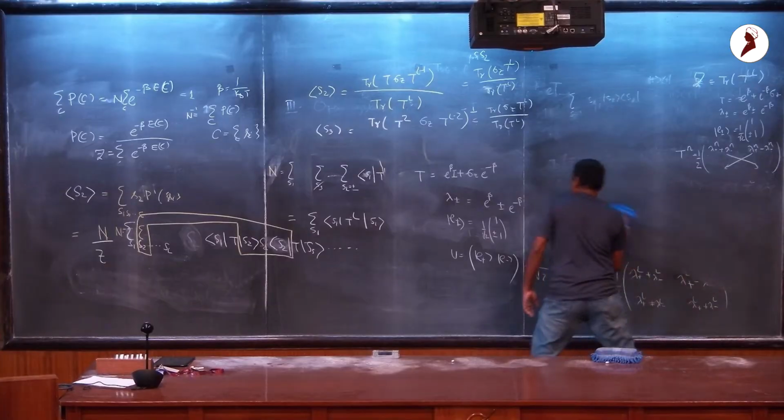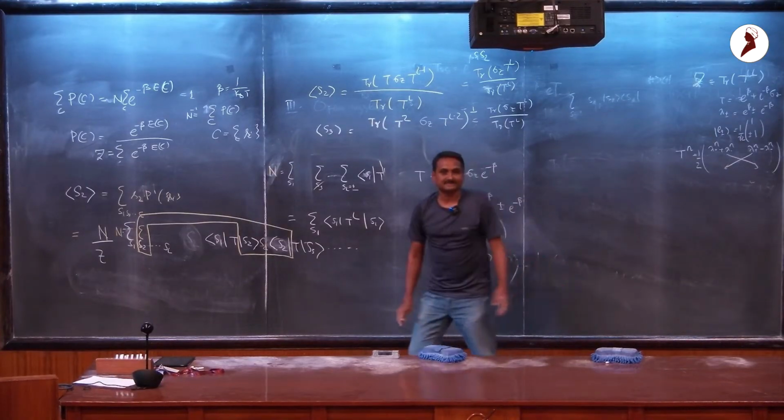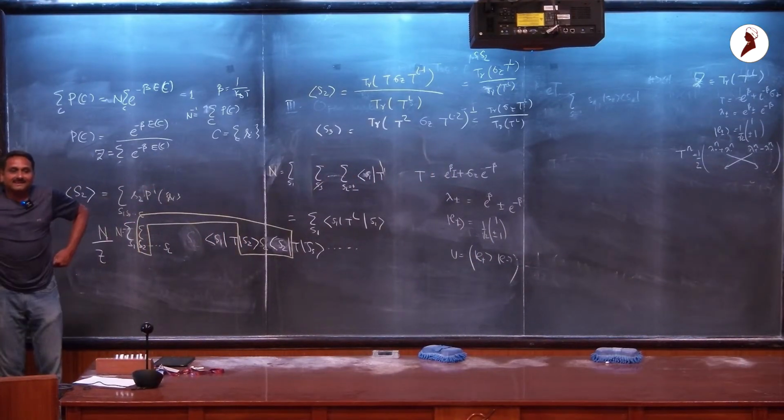So why am I writing all that? Because any observable you can calculate very quickly using these formulas. It's just matrix multiplication. I want you to calculate.